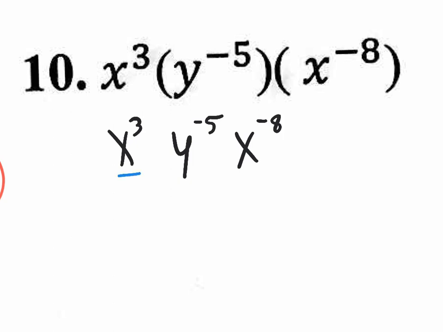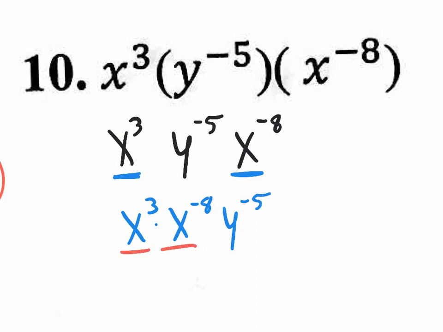So if you want to actually do these two, you could rewrite it as x to the 3rd times x to the -8, and then bring down the y to the -5. Now, when we multiply with the same base, that's rule 1, right? Rule 1 says you could add the exponents. So if you did 3 plus -8, you get -5, right? So your new answer is x to the -5, y to the -5.